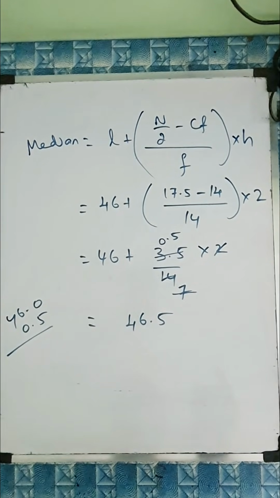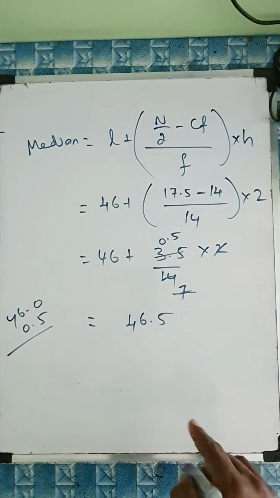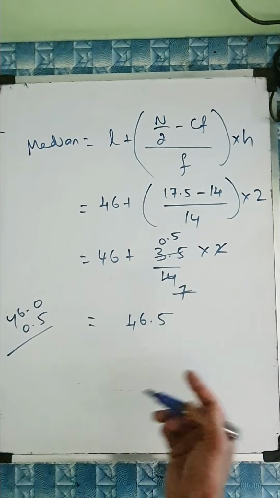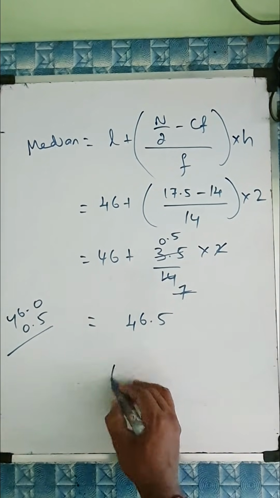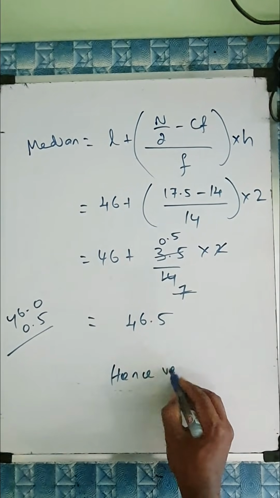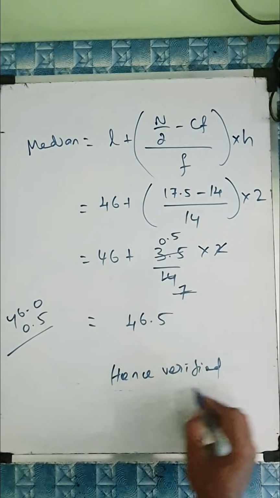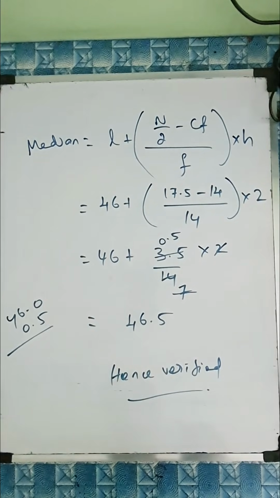Now you can see the graph: when we took 17.5, the graph also came 46.5. Even the answer is also the same, 46.5. So the answer is verified. You can just write hence verified. So that question number 2 is over.